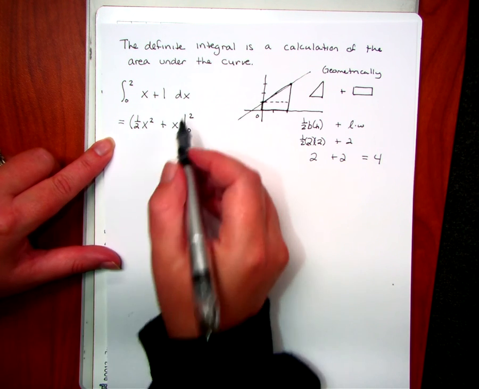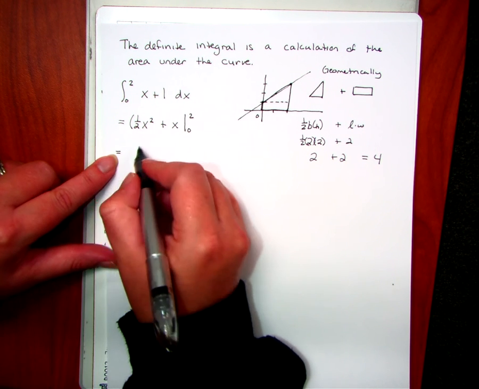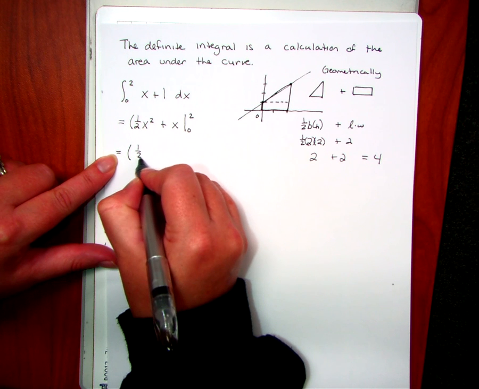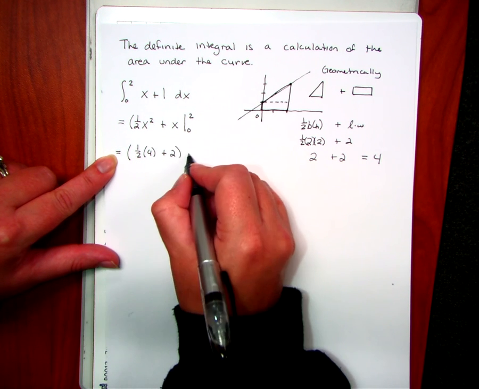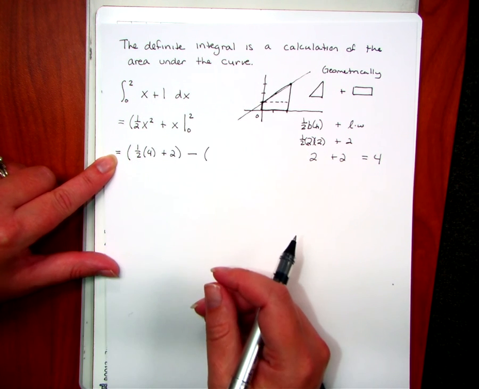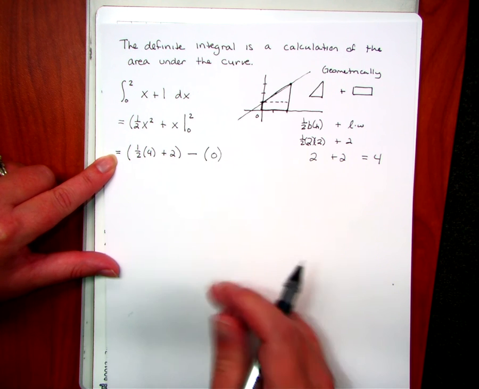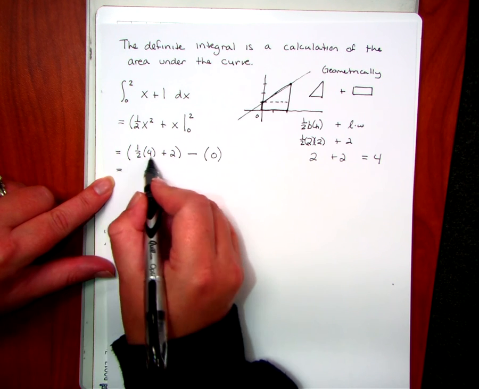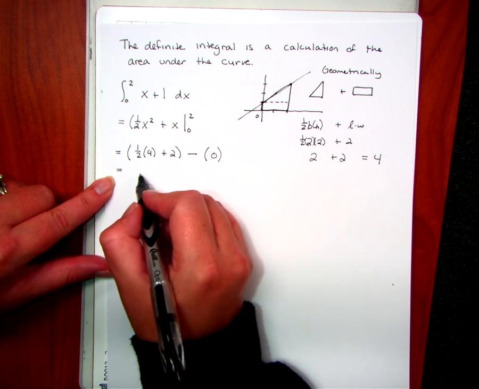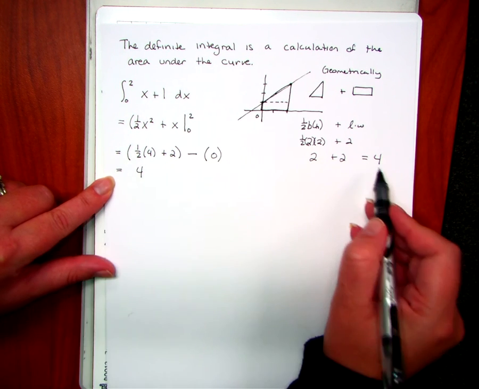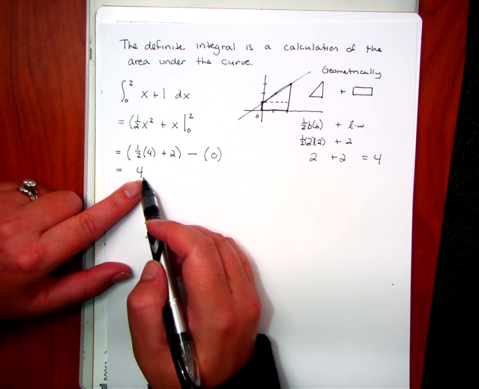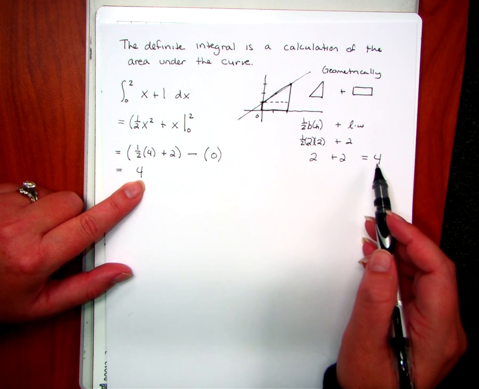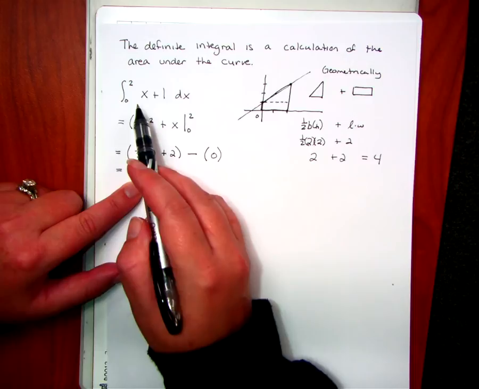Right? So I'm going to plug 2 into the antiderivative first. So we're going to get 1/2 times 4 plus 2 minus, and if I plug 0 into the antiderivative, I just get 0. Right? So half of 4 is 2, 2 plus 2 is 4, okay, and the 2 match up. Right? So the definite integral equals the geometric area under the curve of x plus 1.